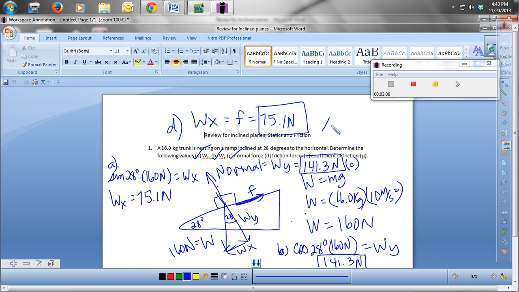And letter E wants to know what mu is. Well, mu is friction over normal. I was asked to solve for both of those, so that should be pretty easy. Friction was 75.1 newtons. Normal was 141.3. The newtons will cancel out. I'm going to divide 75.1 by 141.3, and I'm going to get 0.53 for my mu. So that one's done.